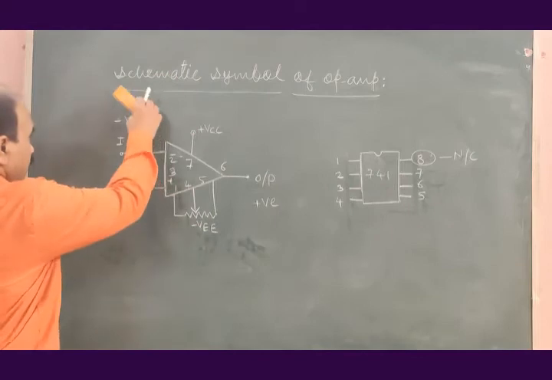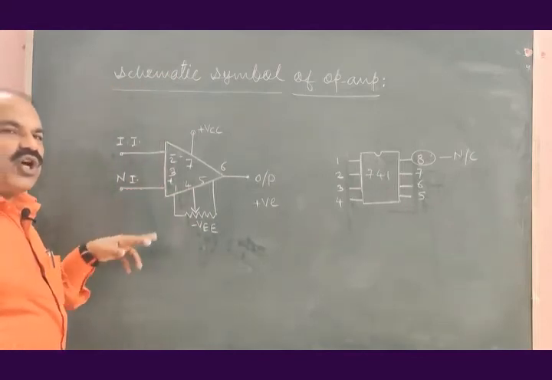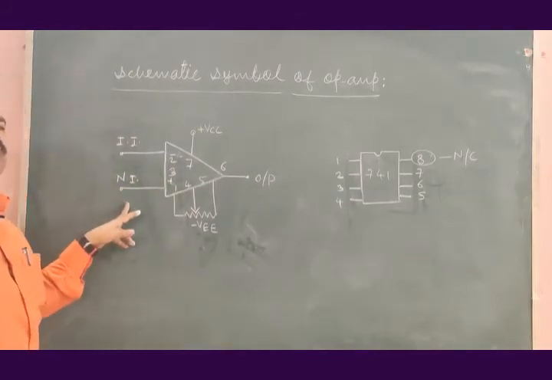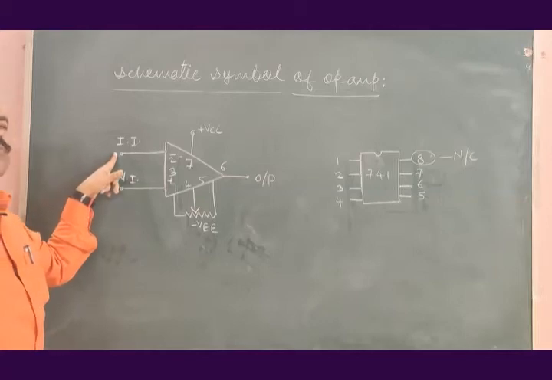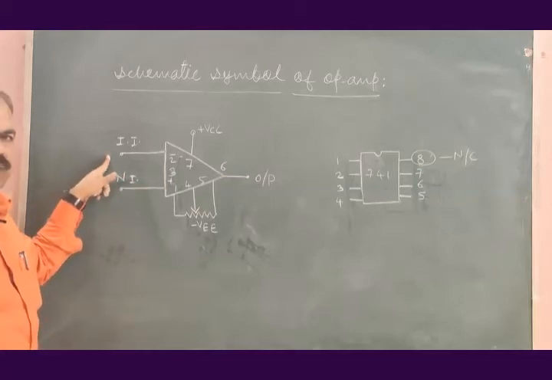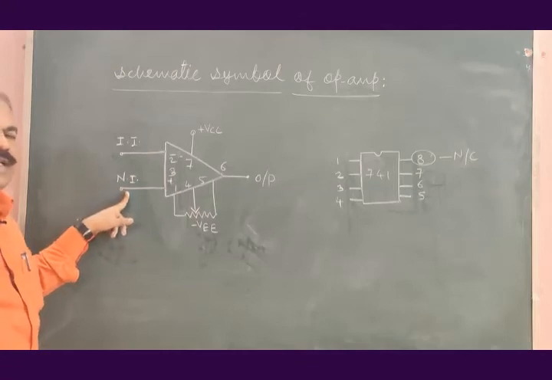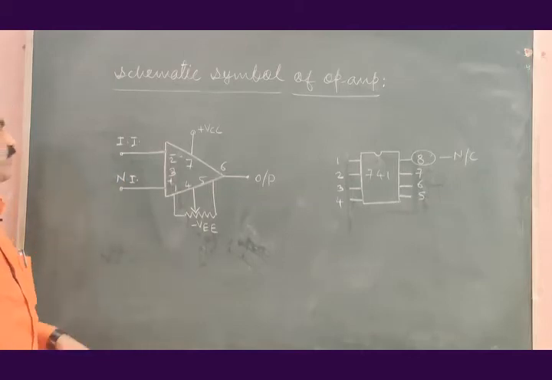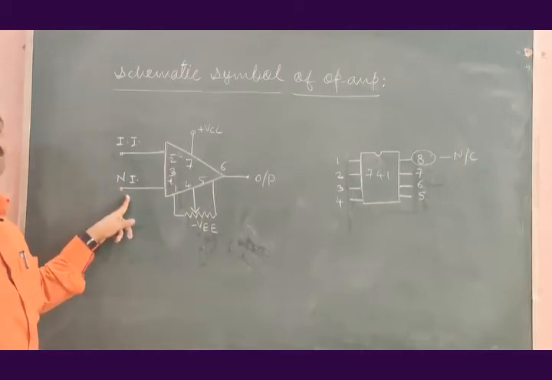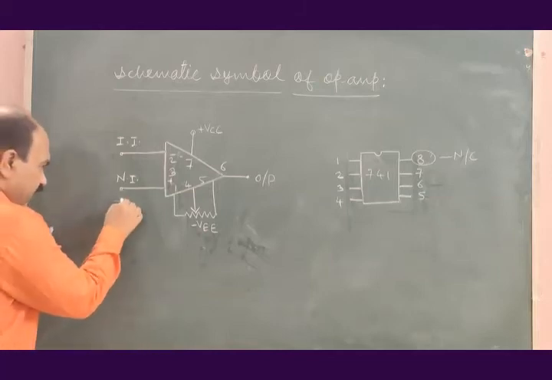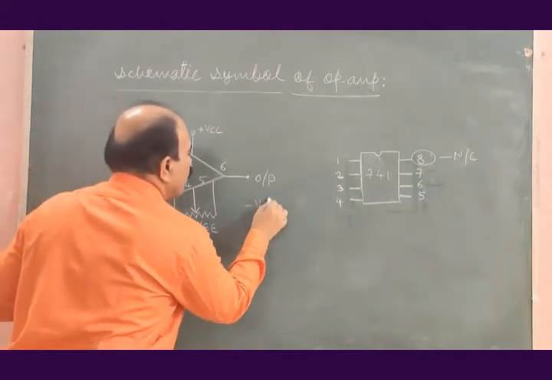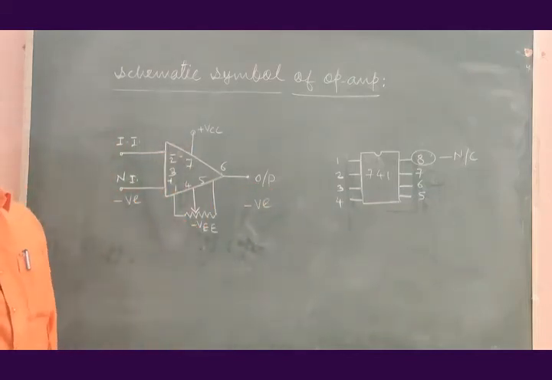Then, why is this terminal known as the non-inverting terminal? Whenever input voltage is applied to the non-inverting input terminal, the inverting input terminal is grounded. Okay, then why is this input terminal known as non-inverting? The reason is, if the input voltage given to the non-inverting input is negative, the output will be negative, amplified and negative.